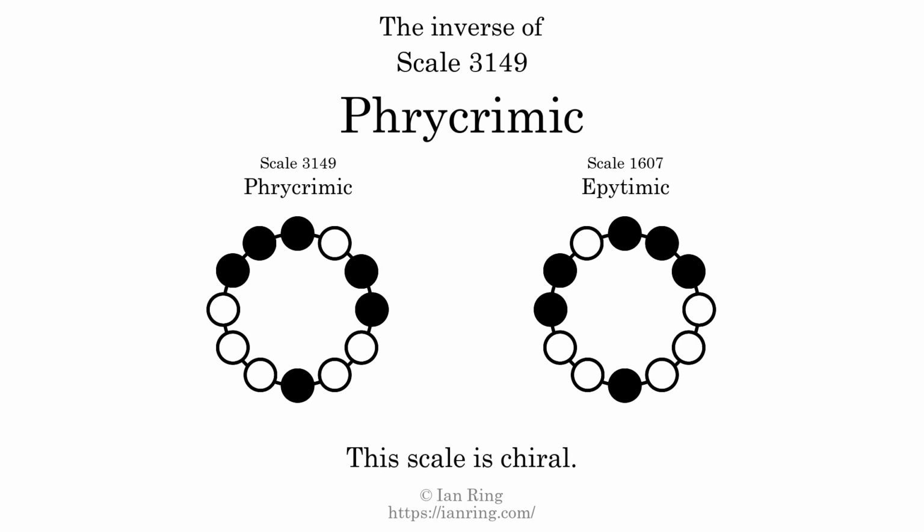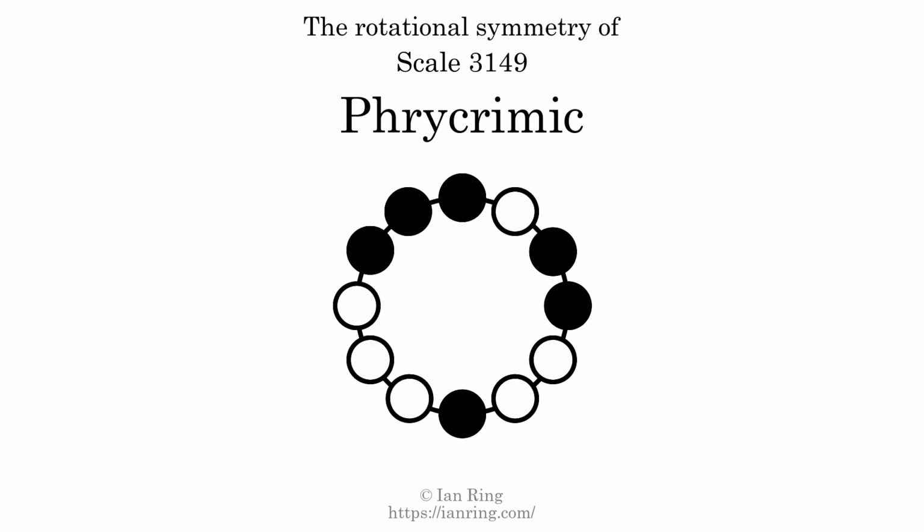The inverse of a scale is a mirror image. It is what you get when the sequence of intervals is reversed. The inverse of this scale is scale 1607, also known as epithymic. This scale is chiral. It cannot transform into its inverse by rotational transformation. This scale has no rotational symmetry.